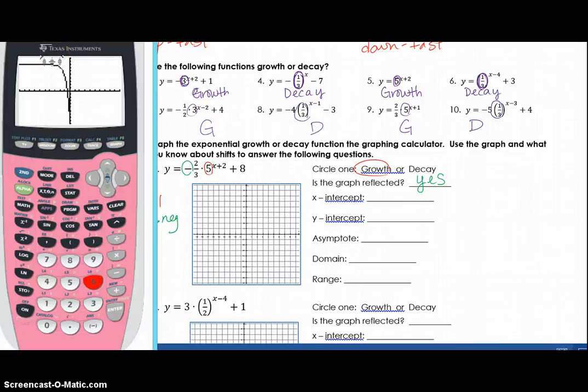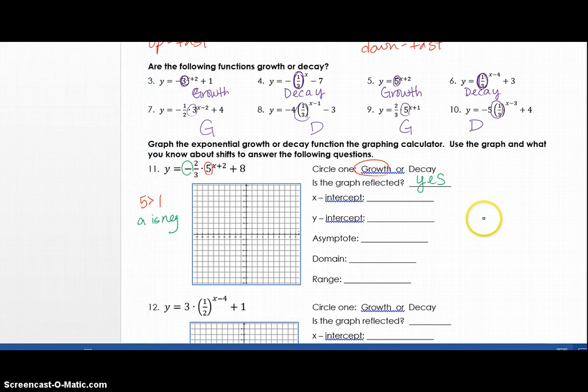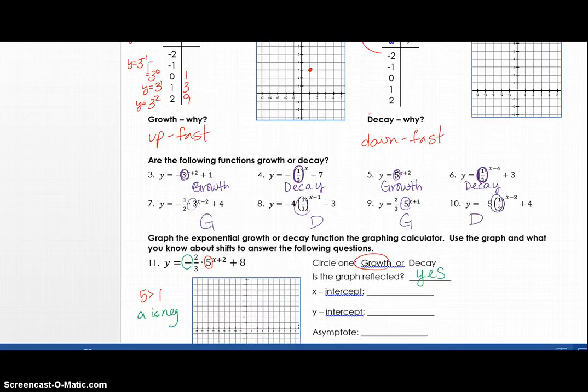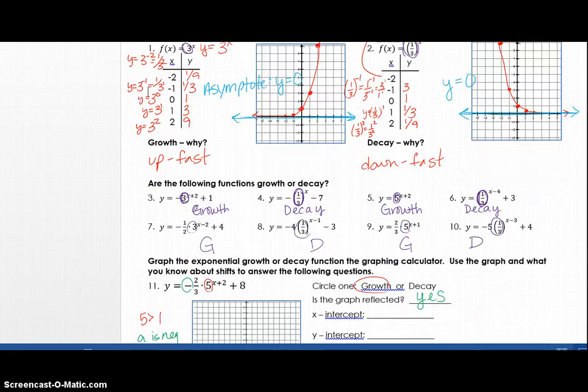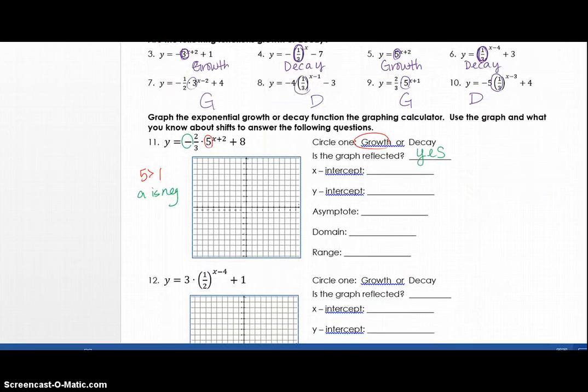All right, so where's that asymptote? Now, normally this asymptote is at y equals 0. However, it has been shifted up. And if you remember what you learned about shifts, you would know that it was at y equals 0, because that's where they start out at the beginning. They start out here at y equals 0. And anything you add on to the end is going to shift everything.